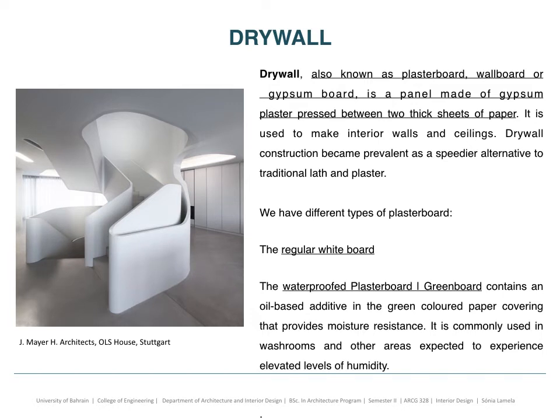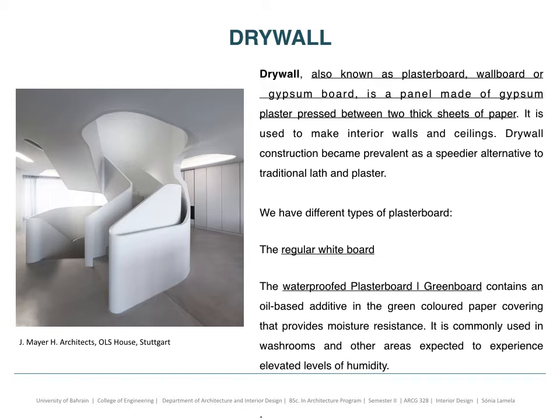Now, the most common type of wall is the drywall, like I explained, and we have different types of plasterboard. That's another name. This panel is made of gypsum plaster pressed between two thick sheets of paper, and we can use this not only for the walls but also for the ceilings. We have different types, and we have the common one, the regular whiteboard, which has different thicknesses, and then we have variations of the most common one depending on the spaces where they are going to be used.